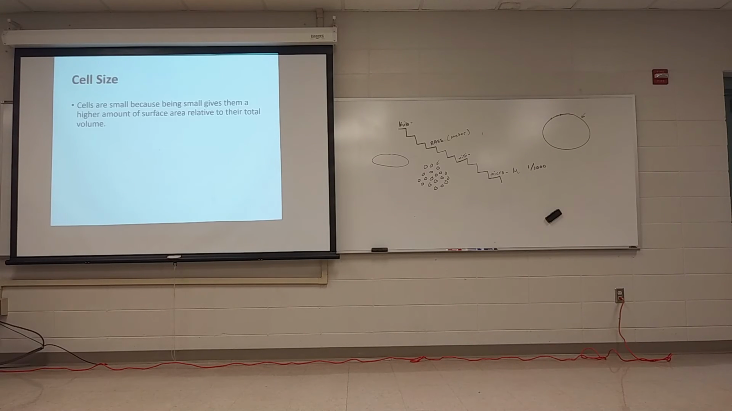So cells are small because being small gives them a higher amount of surface area relative to their total volume. As we said, the surface of the cell is a busy place with water, ions, and other molecules constantly moving in and out. And being small maximizes available surface area. Awesome.